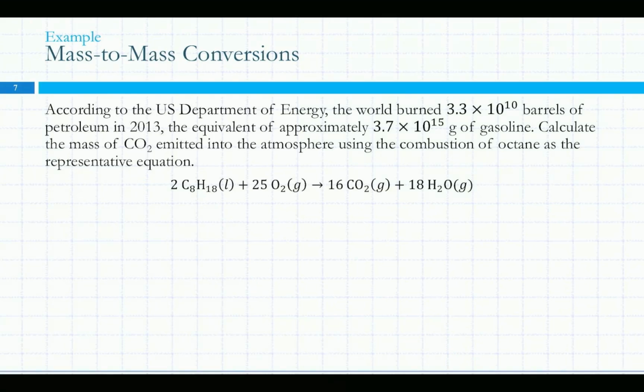Okay, great example of a word problem that includes useless information. Flavor text, if you will. All right, according to the US Department of Energy, the world burned 33 times 10 to the 10 barrels of petroleum in 2013. The equivalent of approximately 3.7 times 10 to the 15 grams of gasoline, not gallons. Calculate the mass of CO2 emitted. So what's the useless information here? Yeah, we don't need barrels for this, so we just ignore that part. All we need is grams of gasoline.